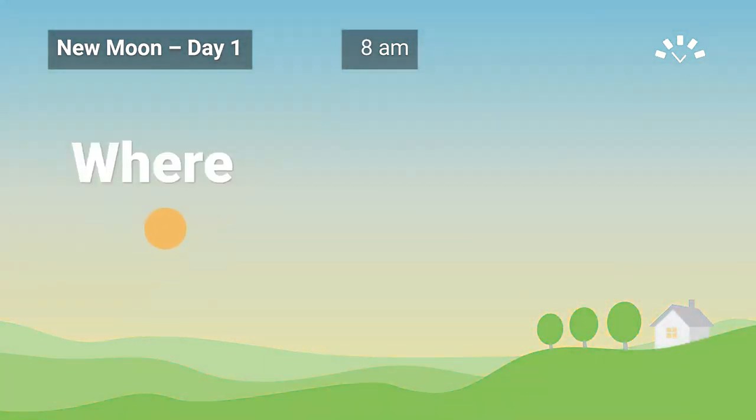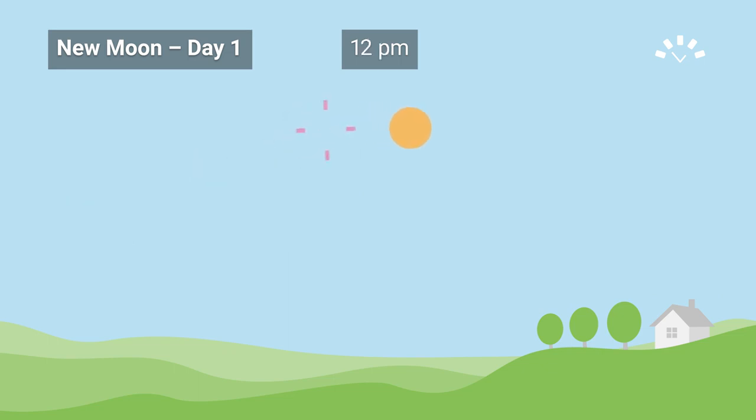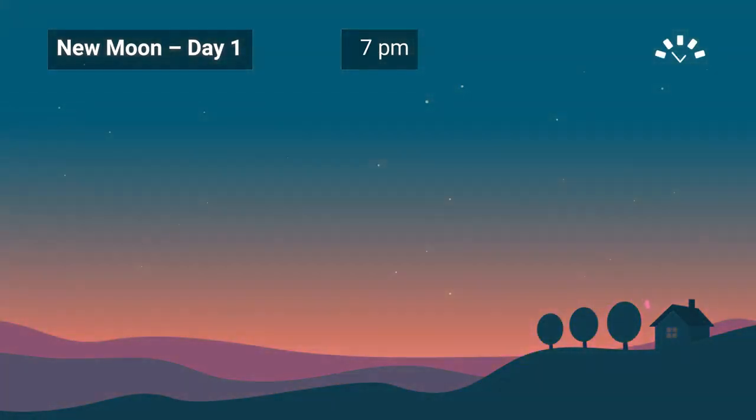It's new moon, but where is the moon? It's here. We can't see it because it's next to the sun, which is much, much brighter than anything else in the sky.